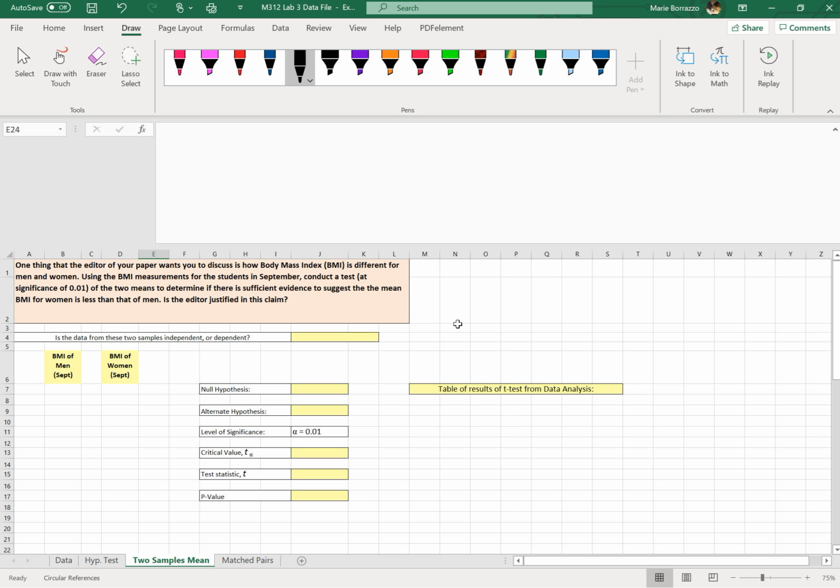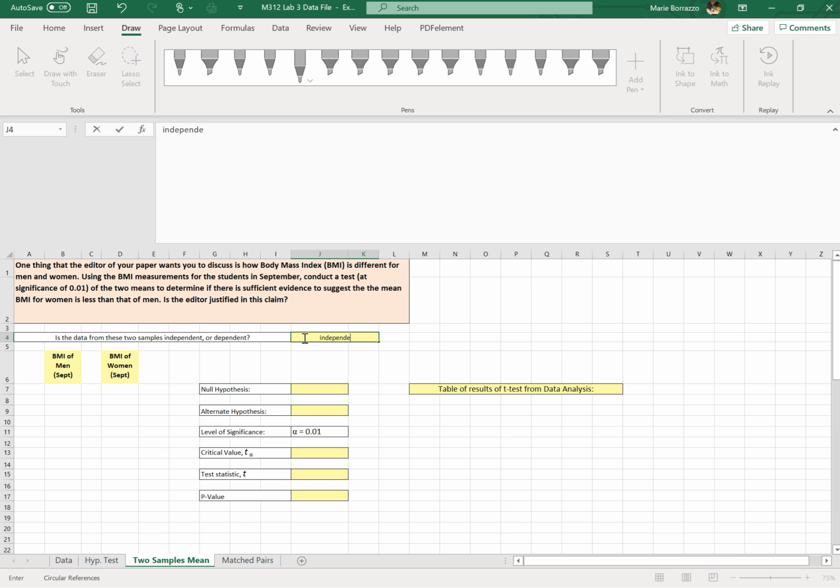Men and women are two separate people. If it were matched pairs, it would be the same person. For example, they would be looking at the same female and comparing her body mass to her weight. The same female, that would be dependent. Independent is what this is, because you're looking at men and women.